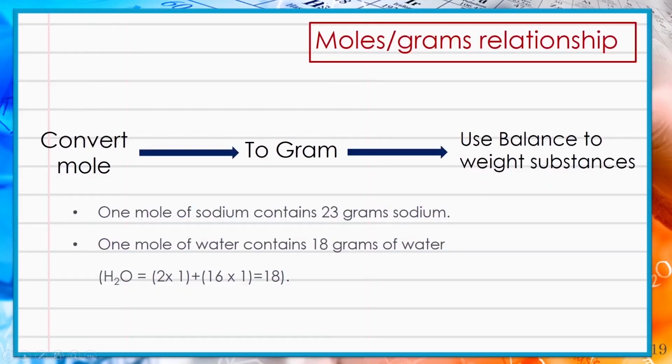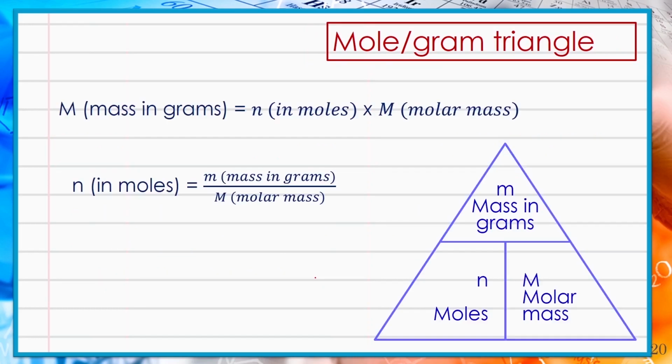Scientists use the mole as a practical unit inside the lab. The mole can easily be converted to grams, which they can simply measure using a scientific balance. We know that 1 mole of a substance contains its molar mass in grams. For example, 1 mole of sodium contains 23 grams of sodium, and 1 mole of water contains 18 grams of water. To convert between the number of moles and grams, we usually use the mole-gram triangle.